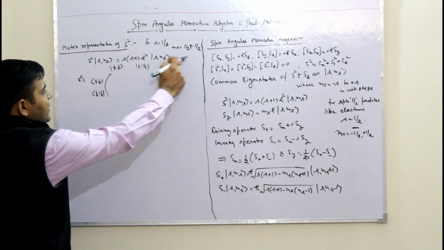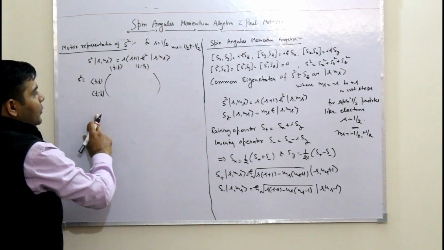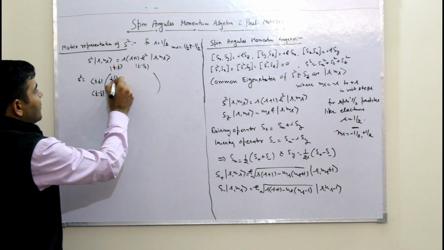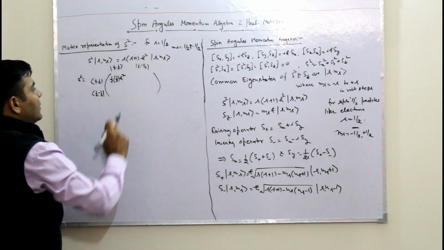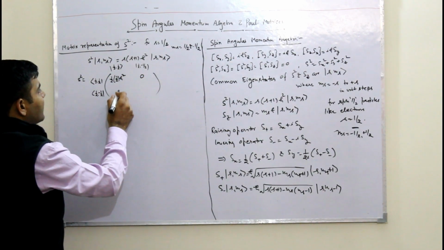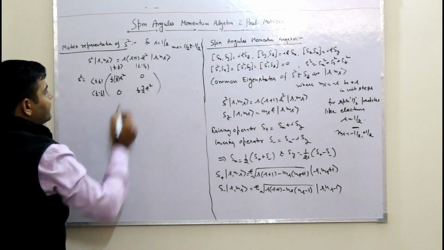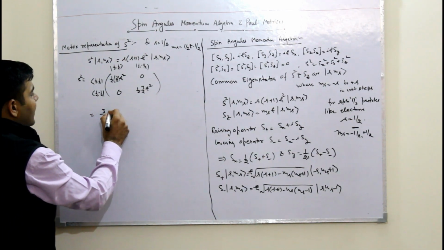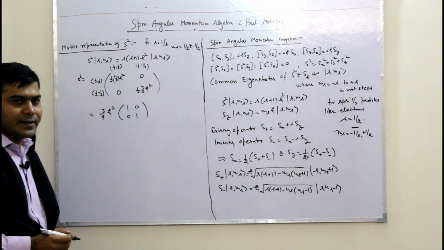From this equation itself, we can see that the matrix of S square will be a diagonal one, because the off diagonal terms would be 0. So half half with half half will give me half into 3 by 2 h cross square, because small s is half, and this will give me 0. This will give me 0, and this will again give me half into 3 by 2 h cross square. Ultimately what we get is 3 by 4 h cross square times the matrix 1 0 0 1, 3 by 4 h cross square times the identity matrix.